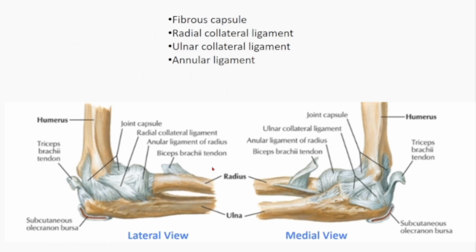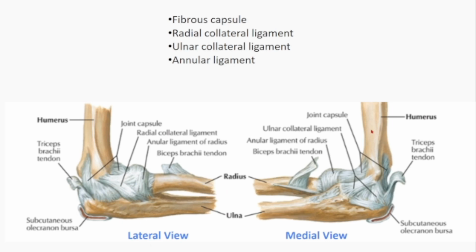Here's looking at it from a lateral and medial view. So again, here's the annular ligament. Here is the radial collateral ligament. Here is the ulnar collateral ligament right here. It's got a couple different branches. You can see the biceps brachii tendon coming down here on the radial tuberosity.